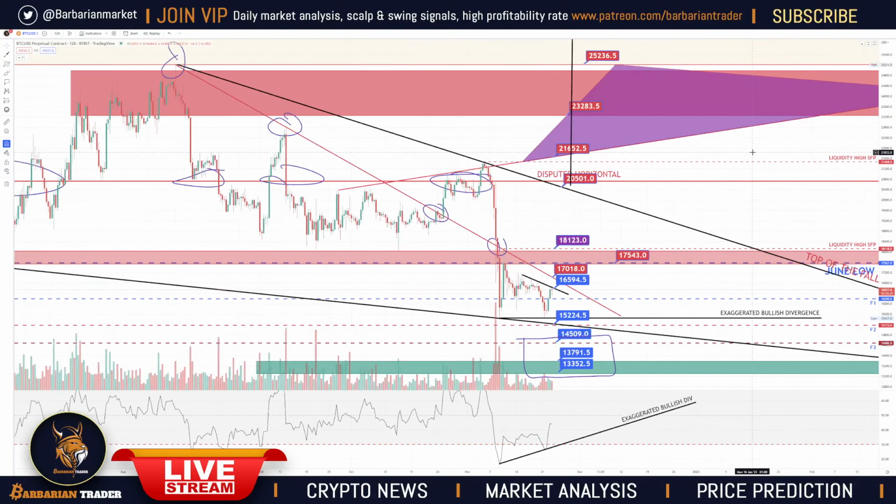In conclusion, look for this resistance. If it breaks, it's hard. We have to clear this in order to see. I would like to see 18,100, 18,200 flipping to support. If they break this and flip it to support, we can look for this top of the falling wedge. Maybe here we can fire a small short, and then probably a long. But I will keep you guys updated.